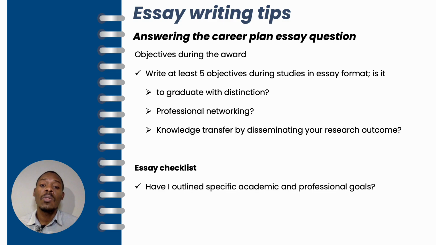So whatever objectives that you want to achieve during your studies, you need to explain. My recommendation is that you include at least 5 objectives during your studies. And once you've written that, then you use the checklist again to see if you've clearly answered this question. Have you outlined the specific academic and professional goals? So do not just have academic goals. You should also have professional goals. The Commonwealth Scholarship Commission is going to organize some form of networking events. They might be online, and you'll be invited to attend those. So you can see how you would want to tap into such networking events and have some professional goals.